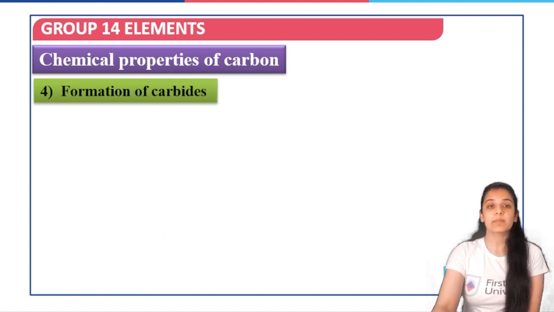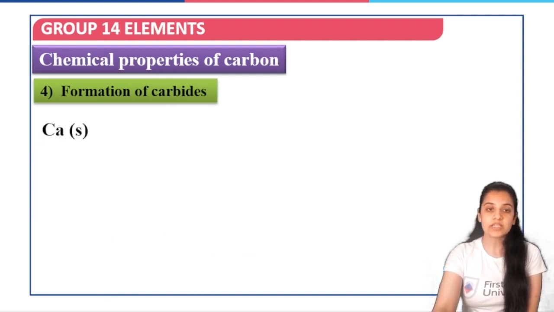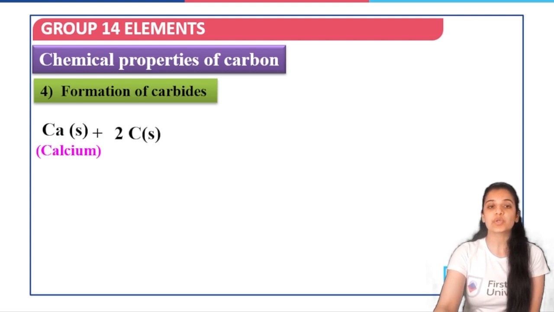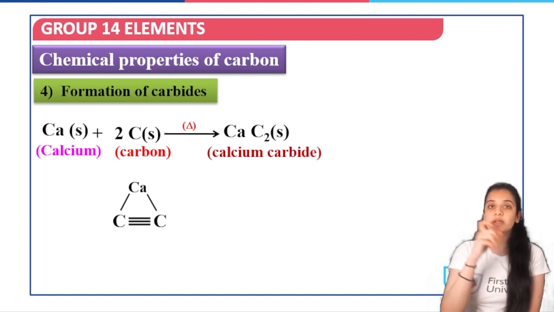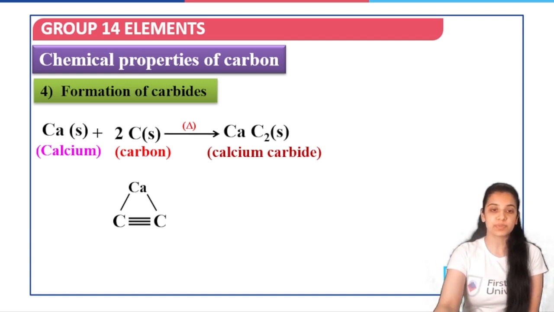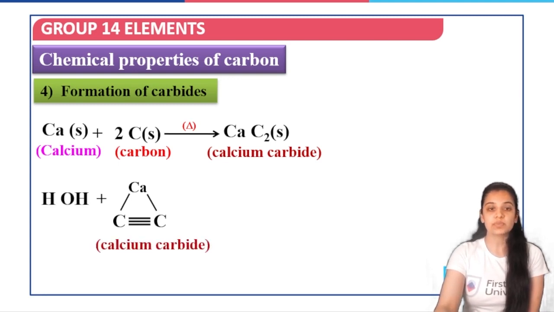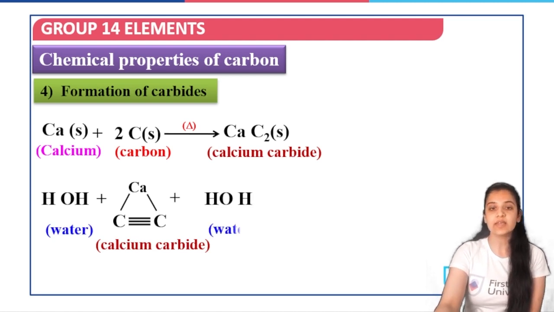Next chemical property is the formation of carbides. So when calcium in the solid state is going to react with carbon, on heating it will form calcium carbide, that is CaC2. The structure is that the two carbon atoms are going to be joined together by a triple bond, and each of the two carbon atoms will be attached to the calcium element. Okay, so calcium carbide is going to be formed along with water being released as the side product.